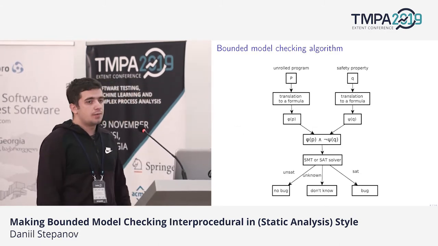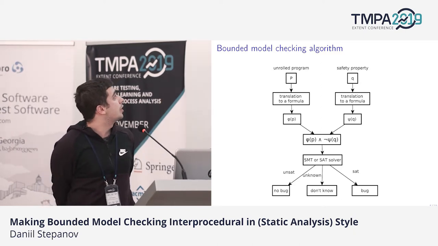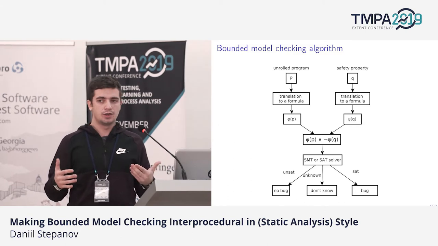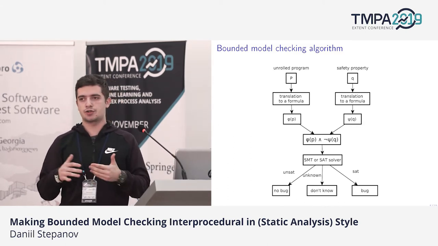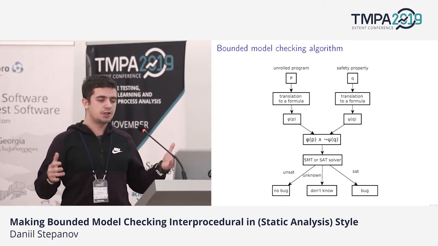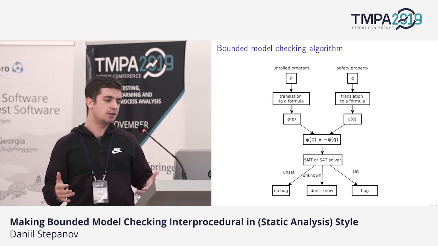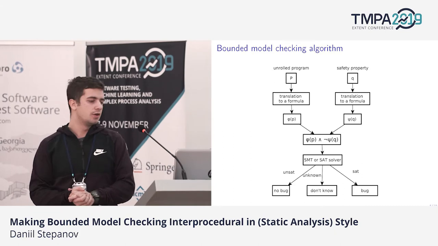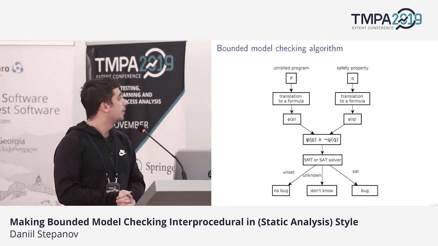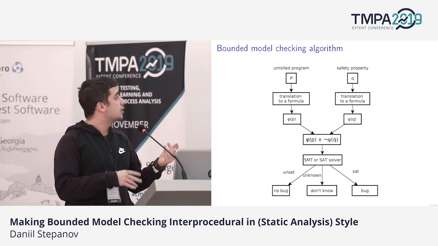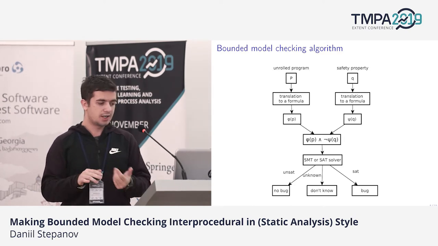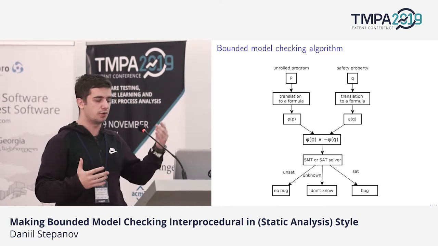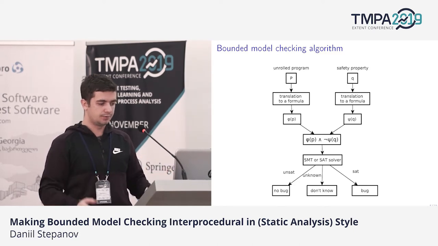Here is a schema of the bounded model checking algorithm. We have an unrolled program P and a safety property Q, translated to a first-order logic formula. We then combine the program and the negation of the safety property and send it to an SMT or SAT solver that can decide SAT or UNSAT: does the safety property always hold for the program or not?